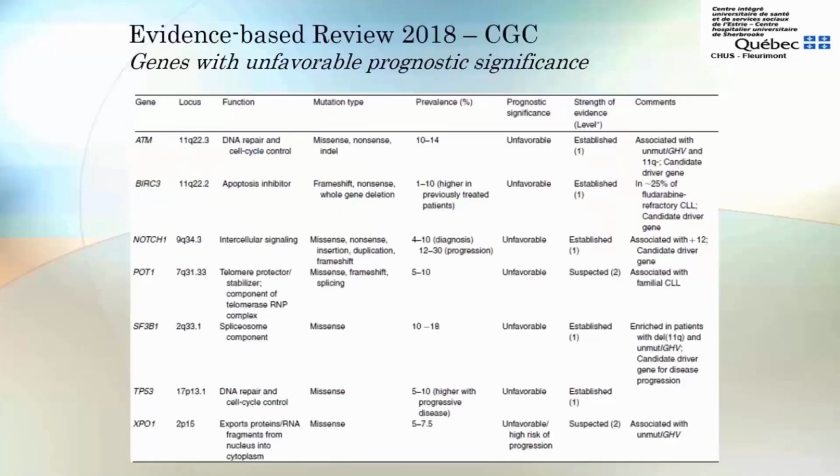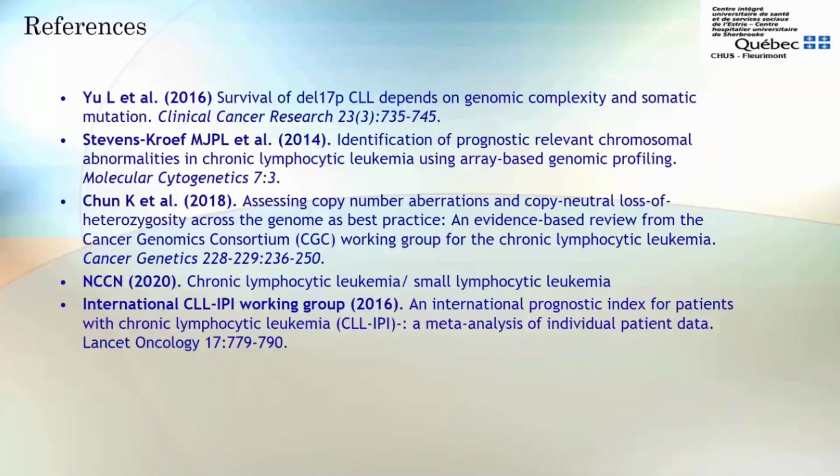We think and hope that our clinicians will find it useful to have an easy access to TP53 sequencing data, as well as other relevant genes mentioned in the recent evidence-based review published by CGC. All but one gene mentioned as unfavorable prognosis in this paper are sequenced in OGT's SureSeq CLL plus CNV NGS panel. With this, I conclude my talk and will be happy to answer your questions.